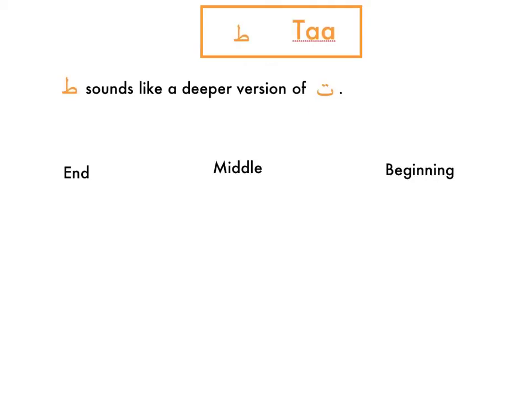The letter ta. Ta sounds like a deeper version of ta. At the beginning of a word, we write the letter ta like this, and it gets connected to the following letter by this line. In the middle, we write it like this, straight line, then we make a loop, and then we put the stick on it.